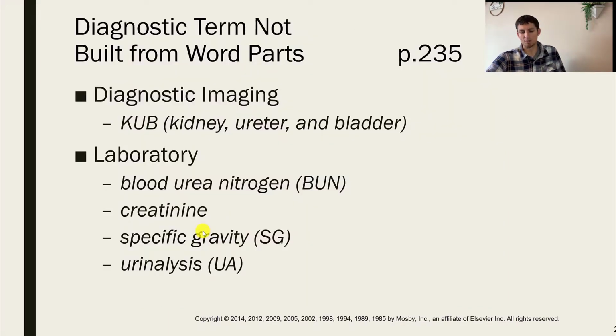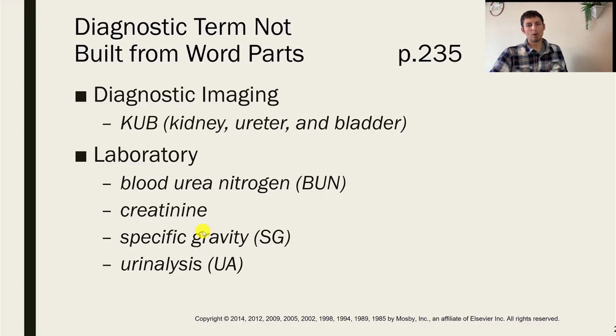Some diagnostic terms that are not built from word parts, we see those listed on page 235. KUB is just another abbreviation listed there. You can see it stands for kidney, ureter, and bladder. So it's common to group all of those together and just talk about a KUB in medical terminology.